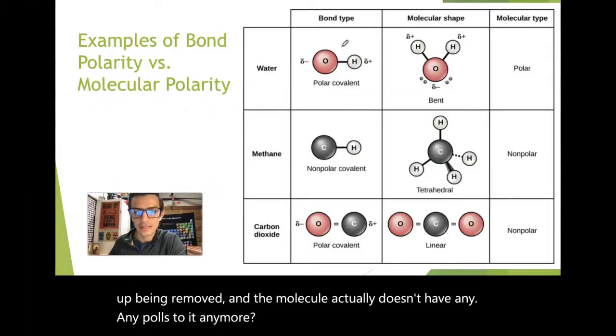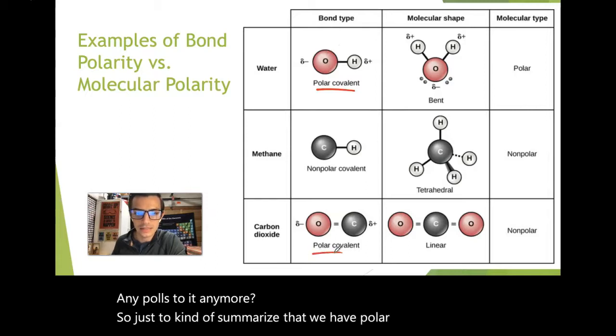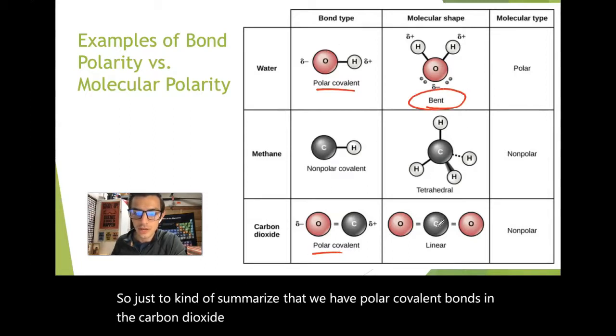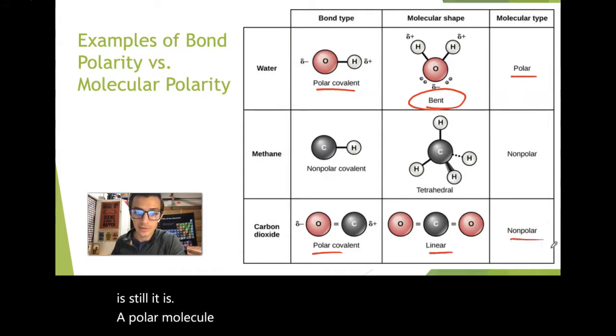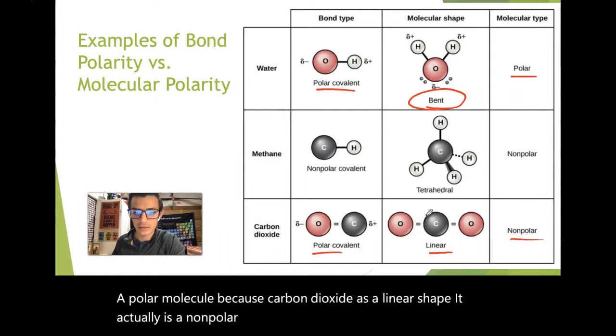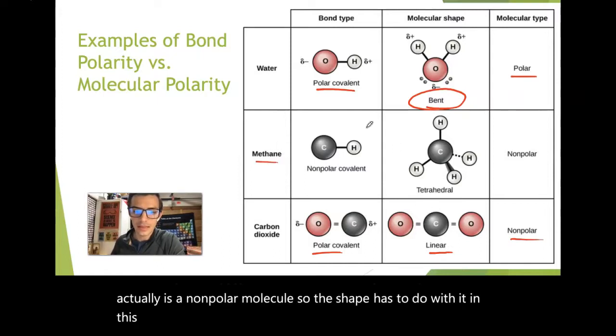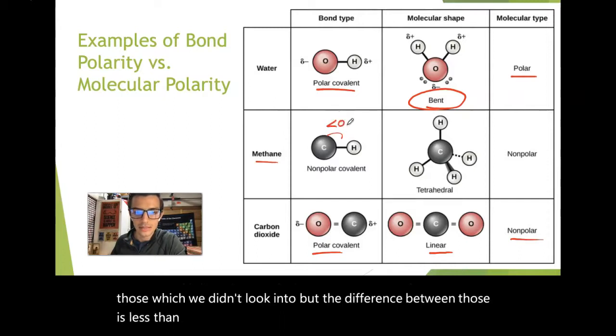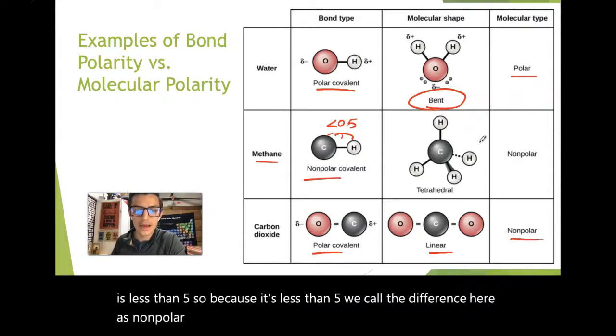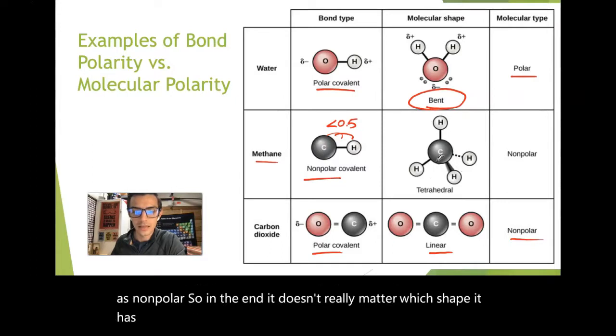So just to summarize that, we have polar covalent bonds in carbon dioxide and water, but because water has a bent shape, it is a polar molecule. Because carbon dioxide has a linear shape, it actually is a non-polar molecule. So the shape has to do with it. In this case, methane has a C and an H bond, and the difference between those, which we didn't look into, is less than 0.5. So because it's less than 0.5, we would call the difference here non-polar. So in the end, it doesn't really matter what shape it has. It's probably not going to make this molecule polar because the bond itself was non-polar.